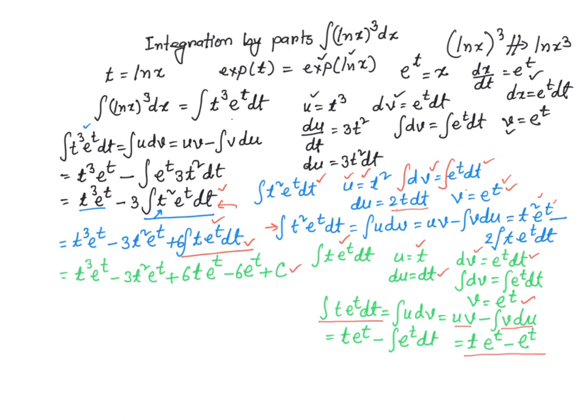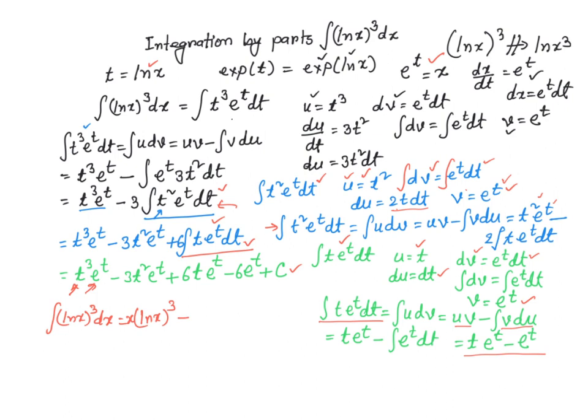At this point, let me get rid of the t, which was just a substituted value. So my integral of ln of x whole cube dx is going to be t cube. T is ln of x, so it's going to be ln of x whole cube. Then e to the power t. Look, e to the power t is nothing but x. So I'm going to write down x in front.